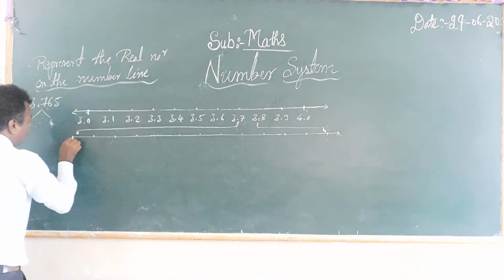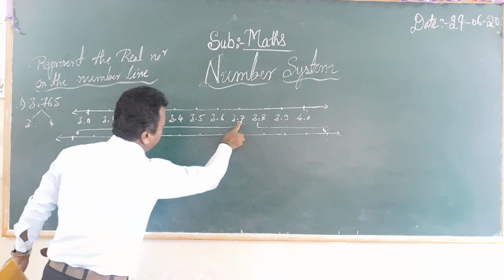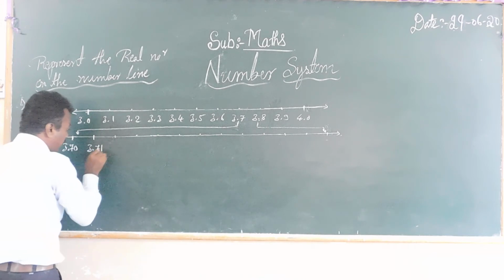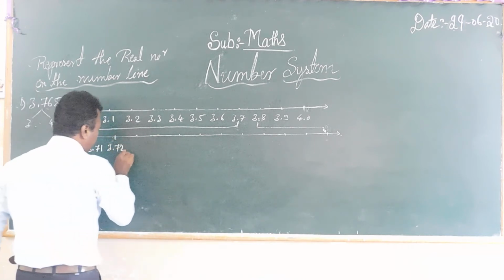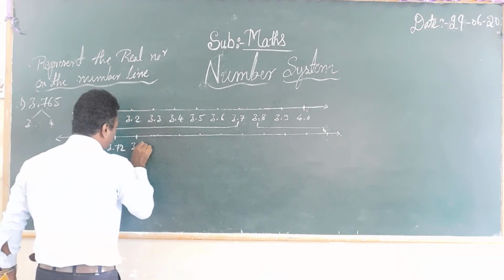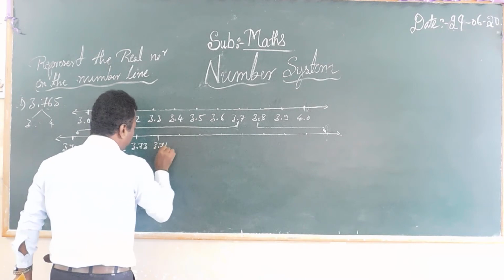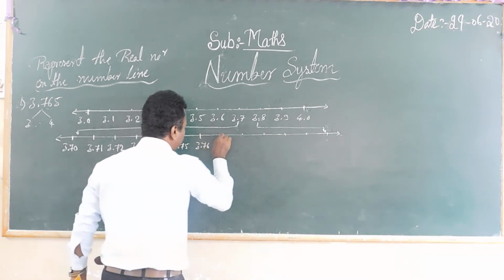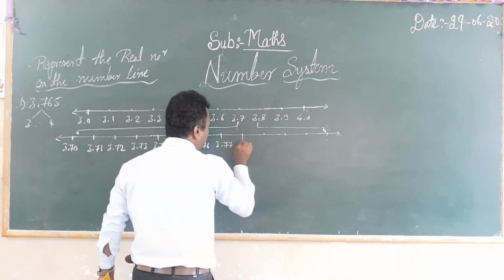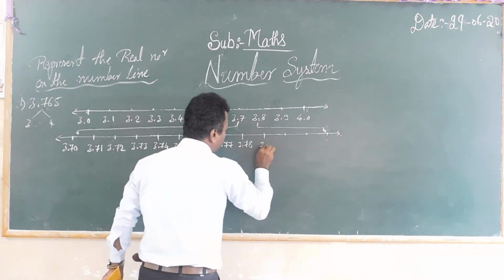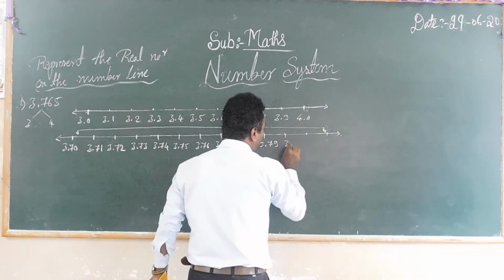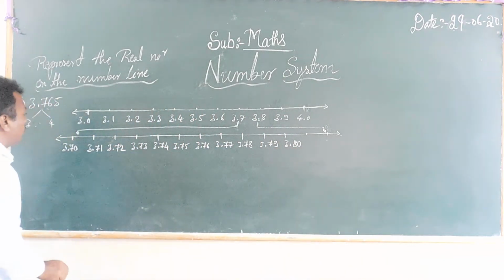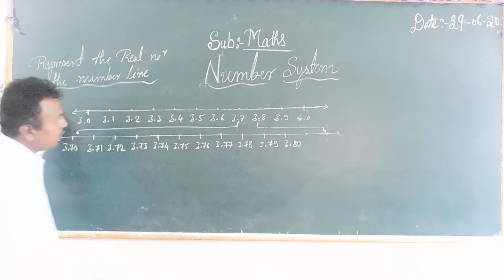Now 3.70, 3.71, 3.72, 3.73, 3.74, 3.75, 3.76, 3.77, 3.78, 3.79 and 3.80. This is 3.80. Now 3.76 lies between 3.7 and 3.8.